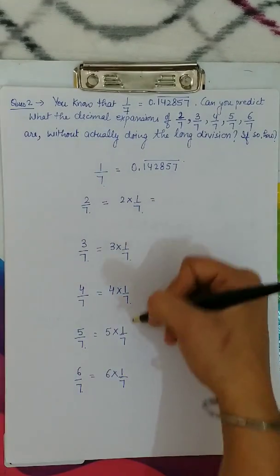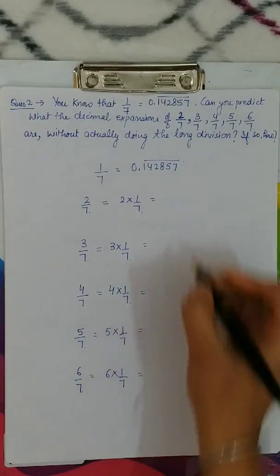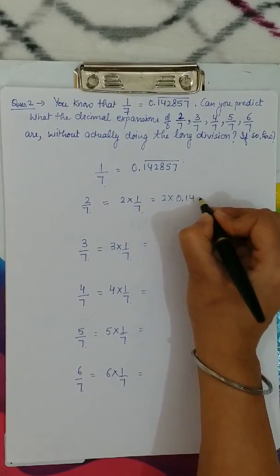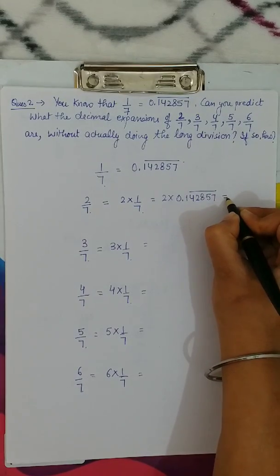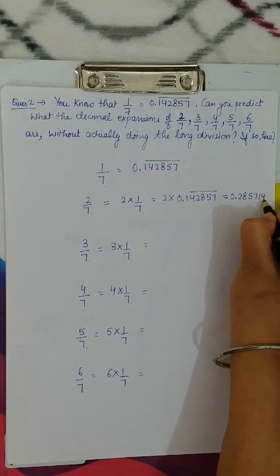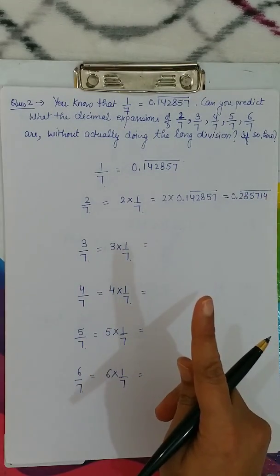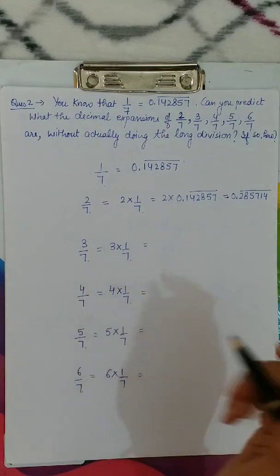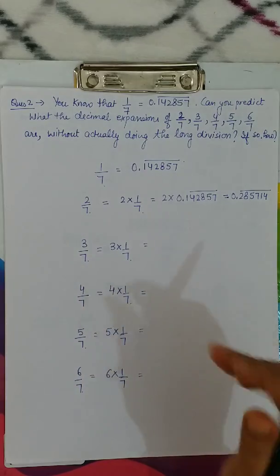Now in all, put the value of 1 by 7 and multiply with the given numbers, like 2 into 0.142857 bar. So after multiplication we will get 0.285714 bar, as the block of the numbers which repeats again and again remains the same. So put the bar on all the numbers. Only you have to multiply with the digits.